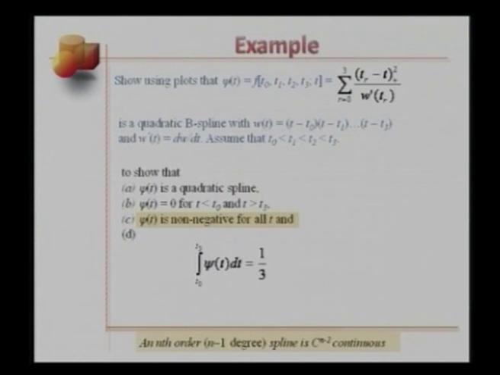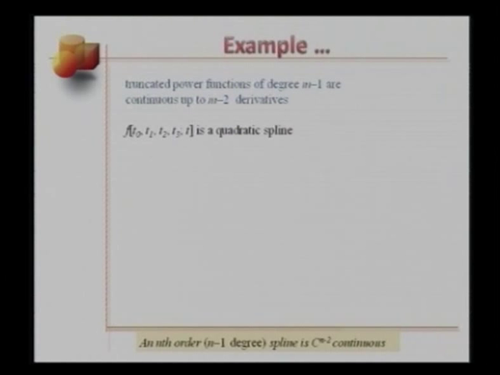The fact that psi of t is non-negative is what we'll see in the next lecture, and that psi of t is standardized. That is, the integral from t0 to t3 of psi of t dt is equal to 1 over 3. So we know that individual truncated power functions of degree m minus 1 are continuous up to m minus 2 derivatives. Look at this definition here, and using that we can see that the third divided difference of a truncated power function of degree 2 is a quadratic spline.